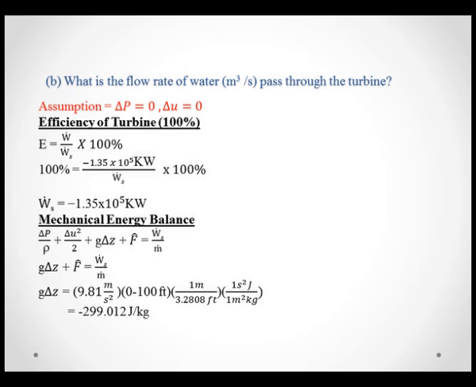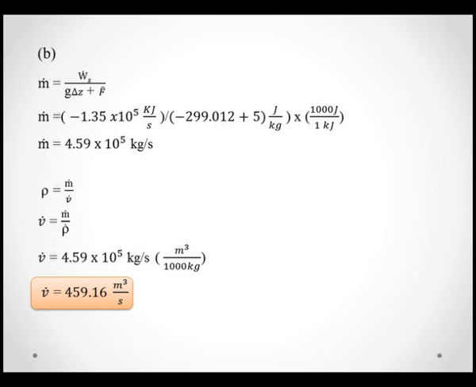We substitute the value and change the unit to get the answer of negative 299.012 joule per kilogram. Next, we rearrange the equation to find the mass flow rate. Mass flow rate equals shaft work divided by g delta Z plus frictional loss. We substitute all the values and get mass flow rate equals 4.59 times 10 power of 5. After that, using the formula of density, which is mass divided by volume, we can find the volumetric flow rate of water passed through the turbine, which equals 459.16 meter cube per second.